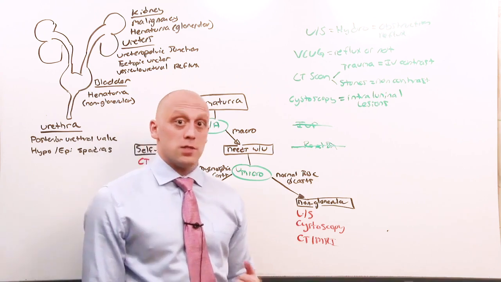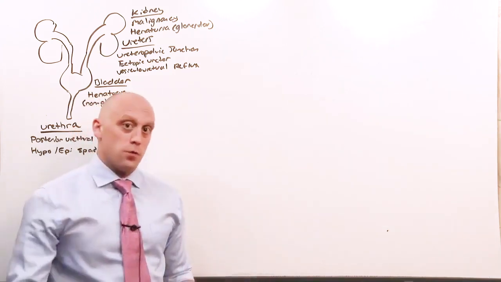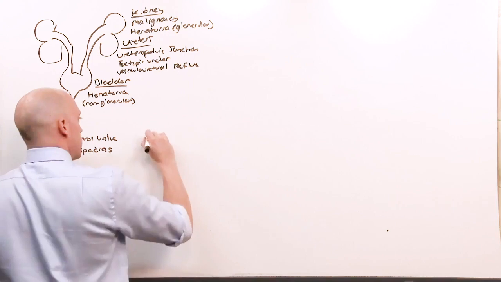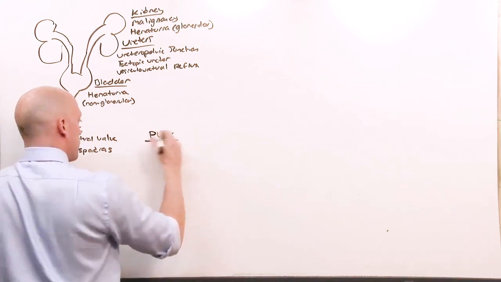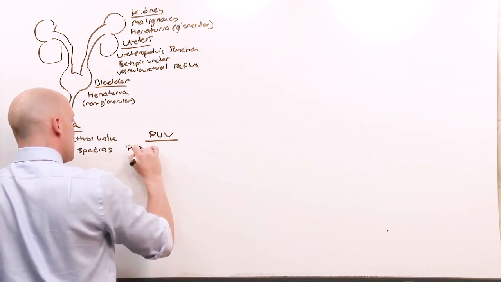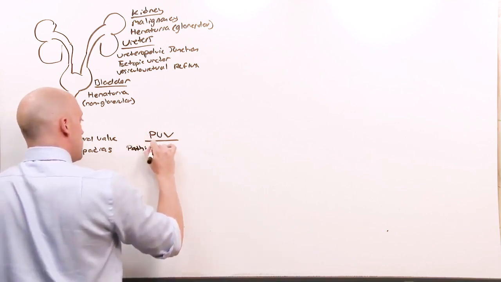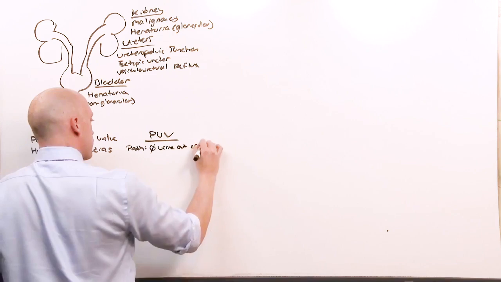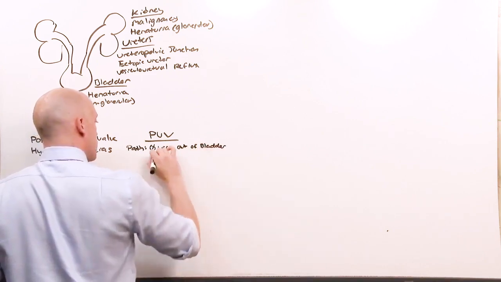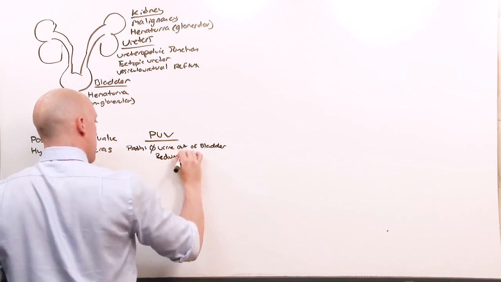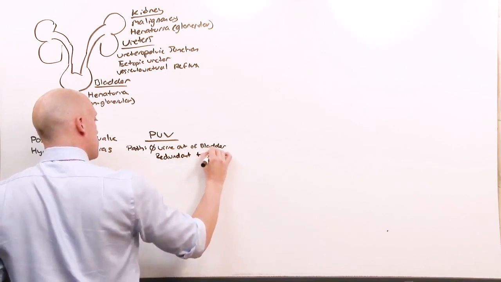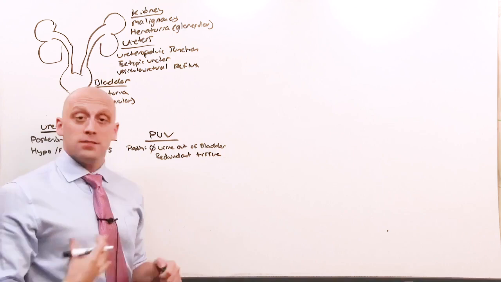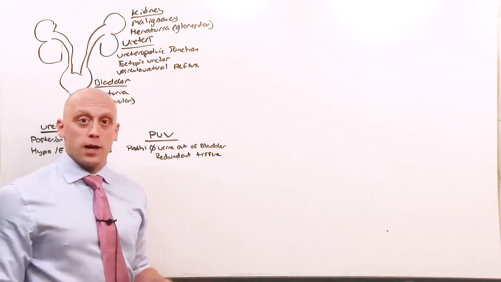Let's now talk about the individual diseases. And let's start off with the bottom and work our way up. So the first thing we want to talk about is the posterior urethral valves. The problem here is that from day one, baby cannot get urine out of the bladder. There is redundant tissue that effectively causes a post-obstructive uropathy. It's very similar to BPH in an old guy.